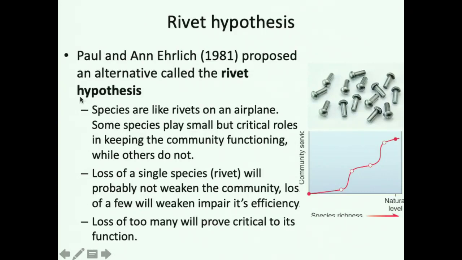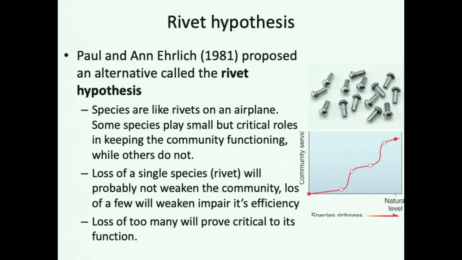And so in the 80s, other researchers proposed a hypothesis called the rivet hypothesis, and they said species don't all provide the same resource roles. Some species are more critical than others, and basically species are like rivets on an airplane, in that they all provide a role, yes, but you're not going to lose function in an orderly fashion. You could lose some species and still have pretty much the same services.